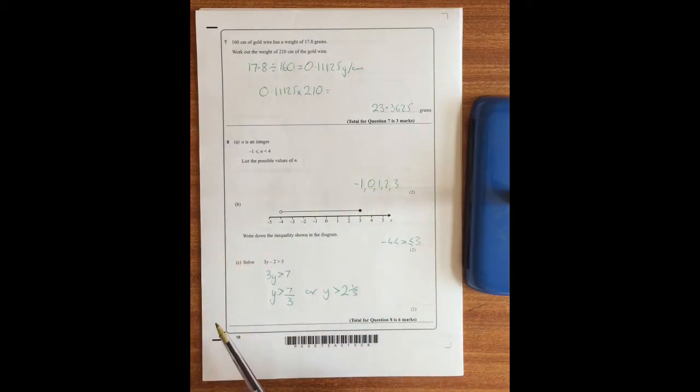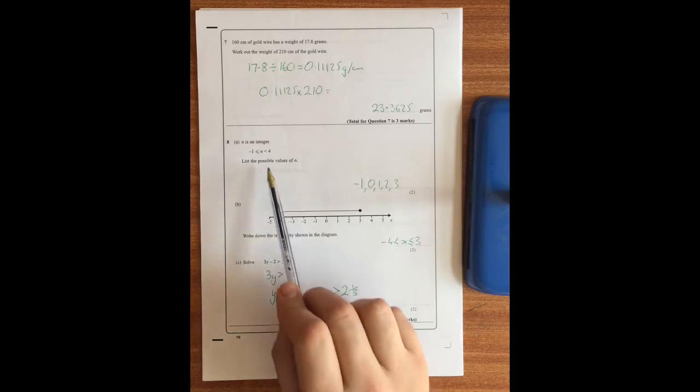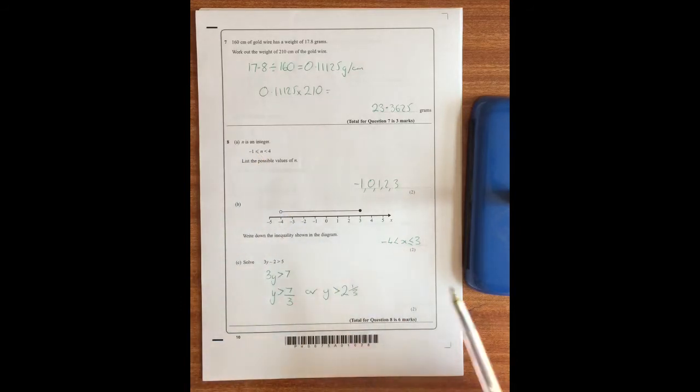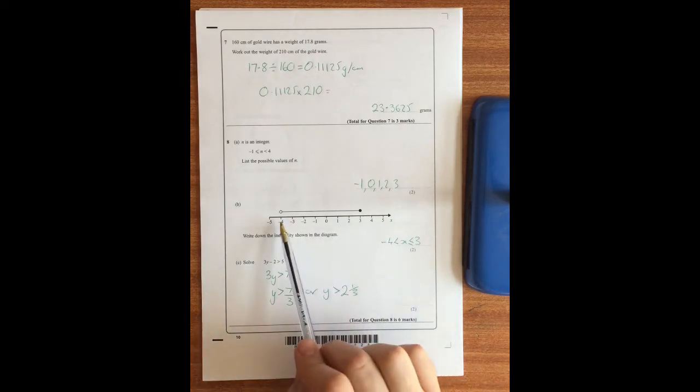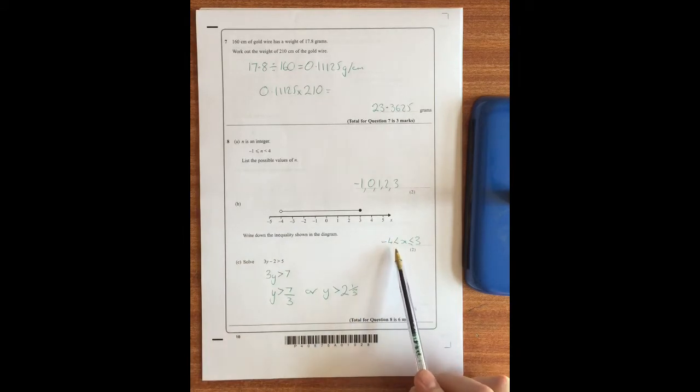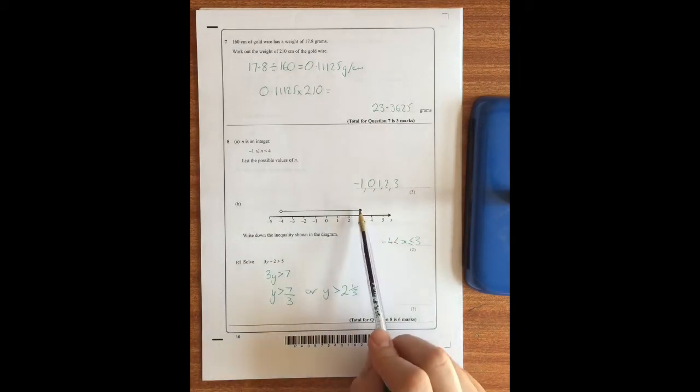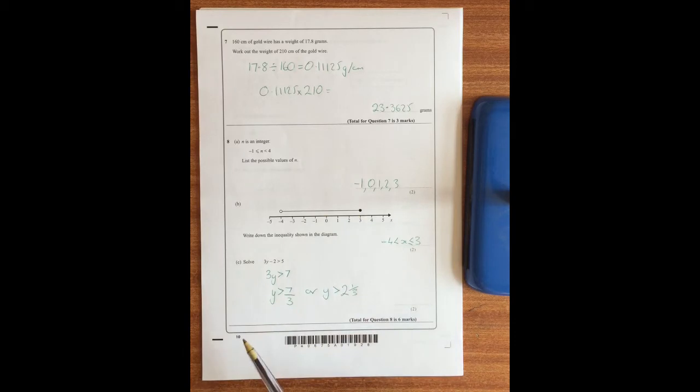Write down the inequality shown on the diagram. Again, you can use the letter n. I've used x here. It doesn't matter which letter you use. I've used it purely because they've used it there. It goes from -4 to 3. An empty circle means it can't be equal to, so we don't need the line under here. And a coloured in circle means it can be equal to, so we do need a line under there.